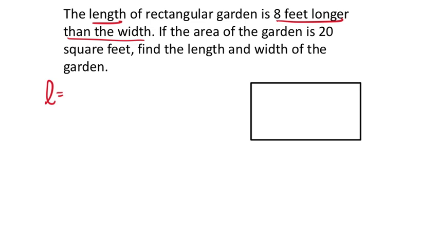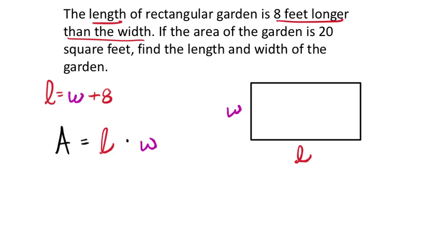The length is the same as taking the width, but then adding 8 more to it, okay? So everything is in relationship to the width. L for length, W for width. So over here, I say this is my width, and this is my length right there. Why is that important? It's because the area of a rectangle is the same as taking the length and then multiplying it by the width, okay?